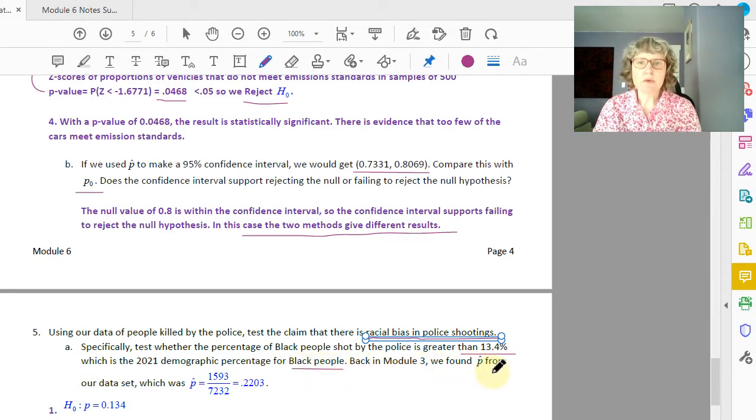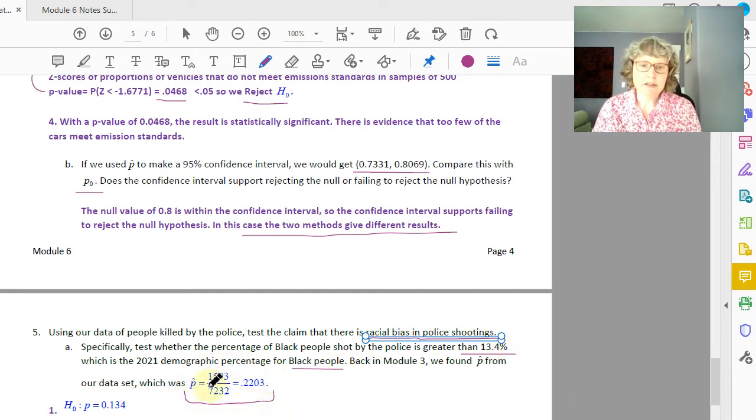Okay, so remember, if there was no racial bias, we would expect the percentage of Black people shot by police to be about the same as the population percentage. And we would expect that for all races and ethnicities. So we're going to test, is the percentage of Black people shot by the police greater than the actual demographic percentage? Okay, and then we did this in an earlier module.